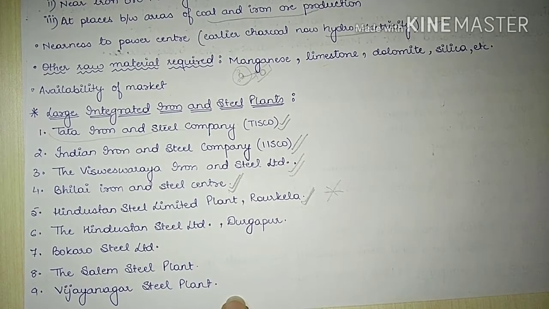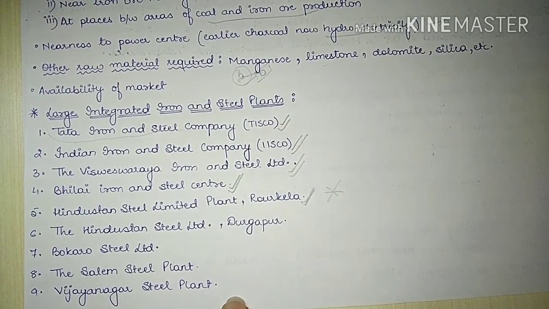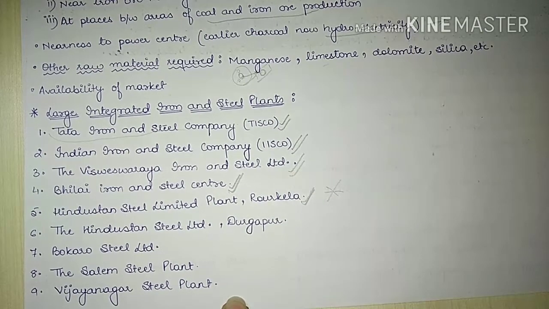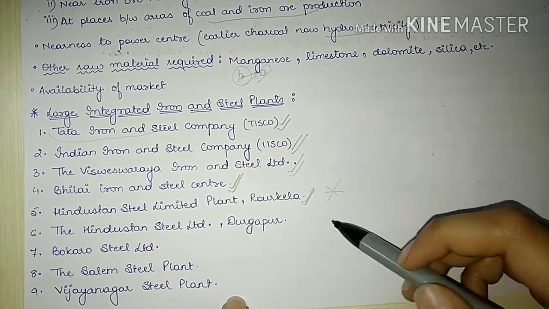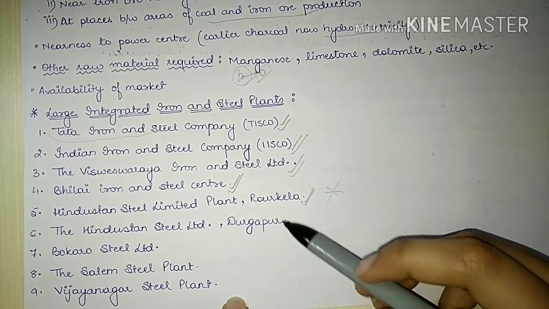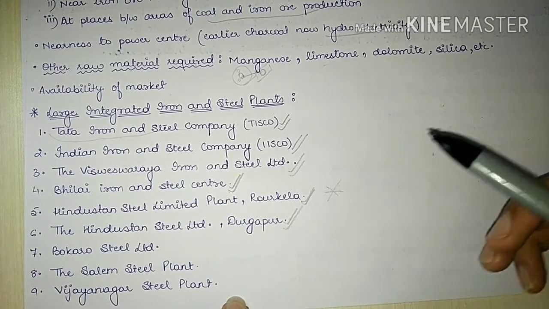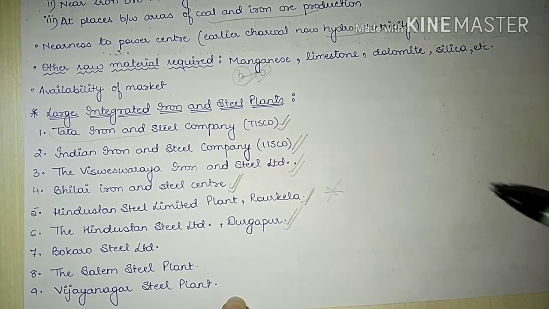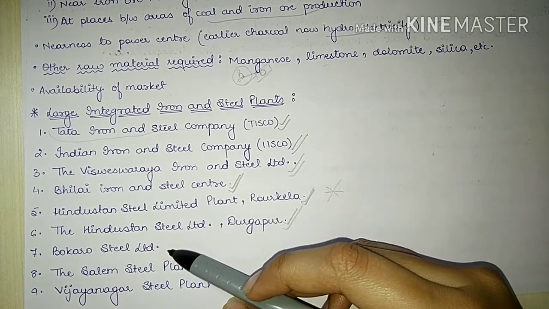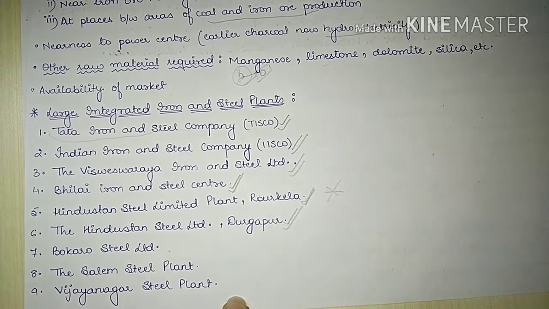Hydroelectricity is available from Damodar Valley Corporation, and because of this we have plenty of water which acts as a coolant. Kolkata Unsold Railway link attaches this area to the other parts of the country, and cheap labor is readily available here. Now likewise we have various factors which influence the location of Bokaro Steel Limited.